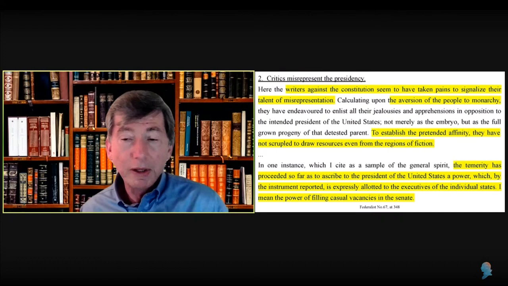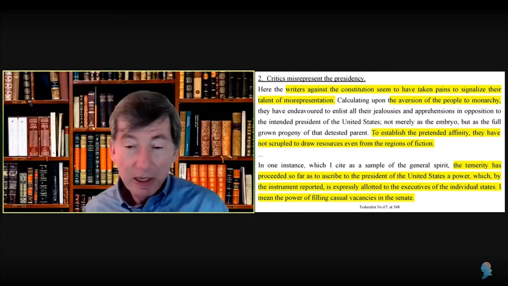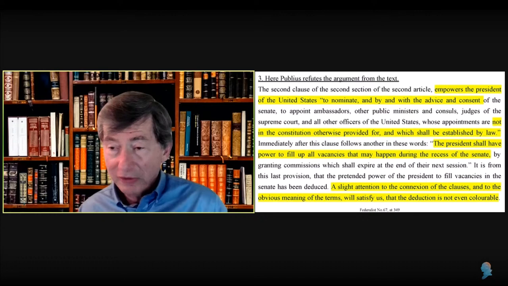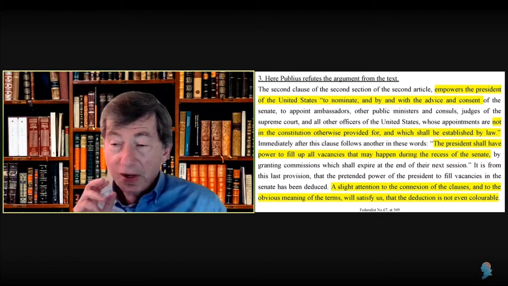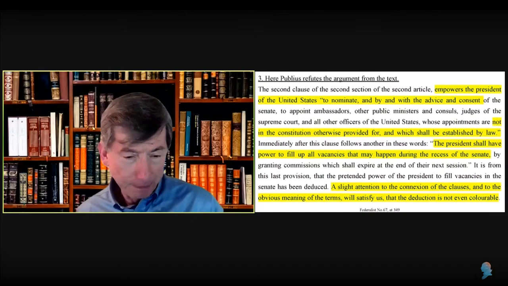I mean, it's one of the most complete arguments from a lawyer's point of view that you could have. And he's at pains to make this argument. And you can see original textualism in everything he says. He's going through the text. And what does the second clause of the second section say? It empowers the President of the United States to nominate and, by and with advice and consent. So the critics were saying, well, if a senator drops out for whatever reason, the president gets to nominate a replacement for a period of time, but not in the Constitution otherwise provided for.